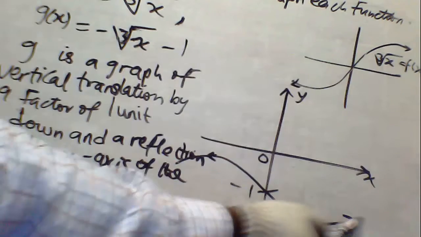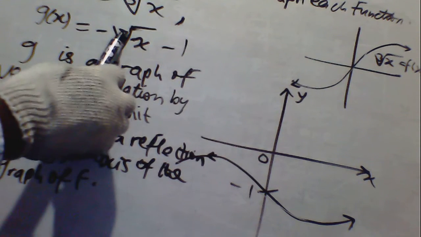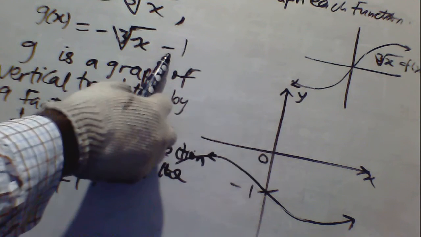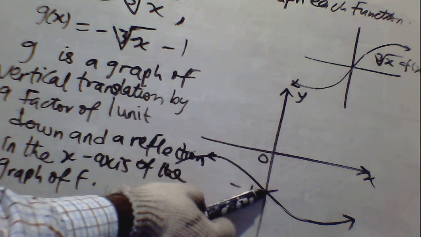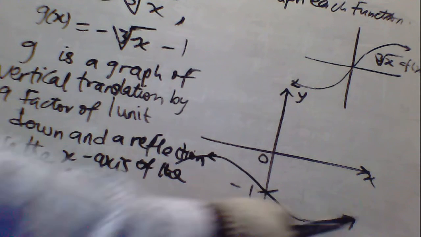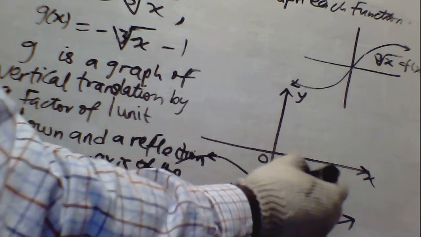This suggests a reflection. Look at the parent: it is closed and this is open. So this is the parent, the cube root of x, and the vertical translation down, you move 1 unit. Then there is a reflection. Instead of closing, it will open. So this is the graph of what? g of x.